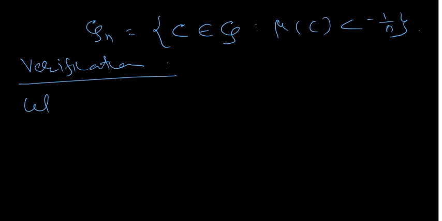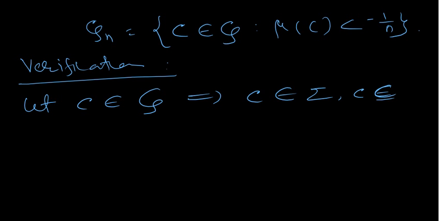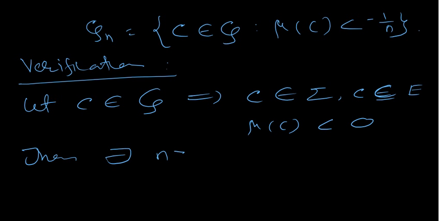So let's first assume that C belongs to cursive C. This means that C is a member of sigma, C is also a subset of E, and mu of C is negative. Thus there exists n greater or equal to 1 such that mu of C is less than minus 1 by n. This is by the Archimedean property, you can easily verify it. I'm not going to explain it here. If the measure of a set is negative, then I can always find n such that that negative number is less than minus 1 by n.